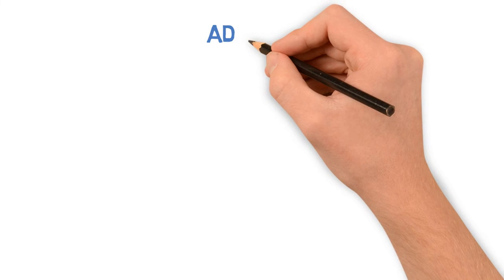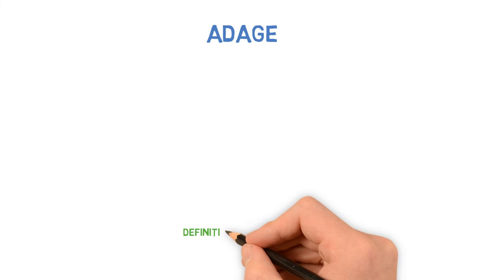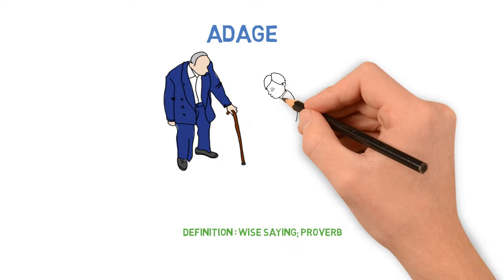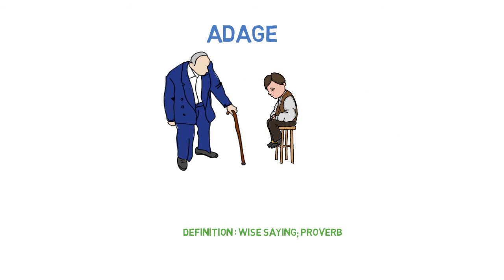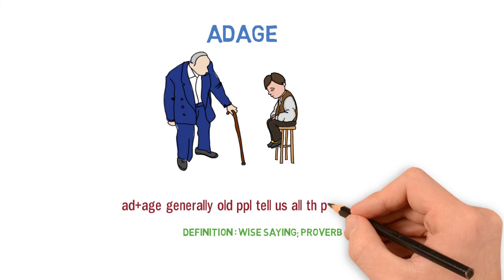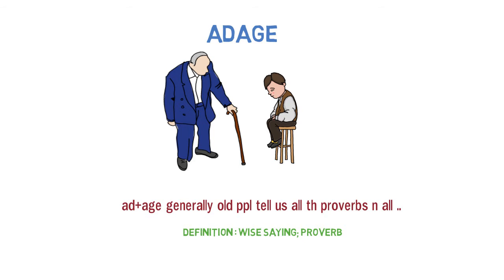Next word is adage. Definition of adage is a wise saying and proverb. Okay, here you can see a grandfather and a grandson, and the grandfather is telling a story. And the mnemonic which we can use here is add plus age. Generally, old people tell us all the proverbs. You must have heard from your grandfather or grandmother, they always try to put a proverb in their sentences.